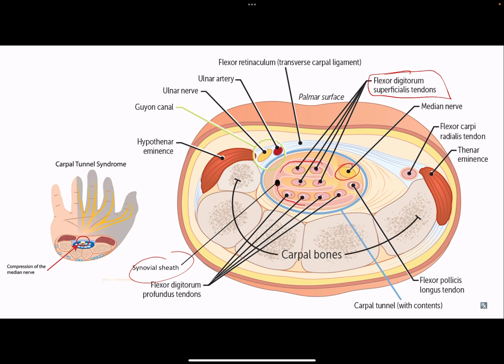Median nerve is right here. This is going to be the side closer to the thumb. So this is the thenar eminence. And the side closer to the thumb is going to be the radialis. So that makes sense that the radialis tendon is close to the thenar eminence. And on the other side, we have the hypothenar eminence. So again, I think this is very high yield. And again, Guyon's canal is going to be right here.